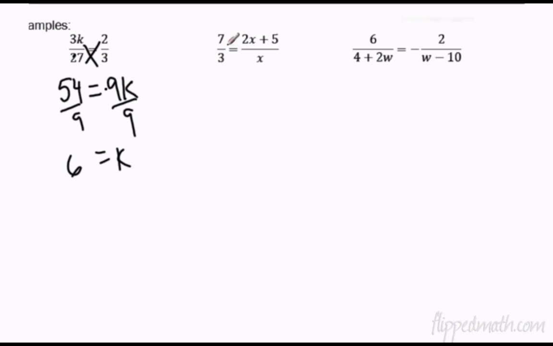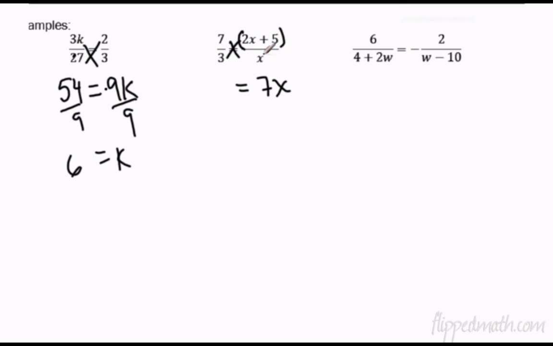How about the next one? If we cross multiply, what do we get? Well, this gets a little bit tricky. 7 times x equals 7x. That's not the tricky part, hopefully. 3 times 2x plus 5. Now, it's not 3 times 2x, it's 3 times 2x plus 5.